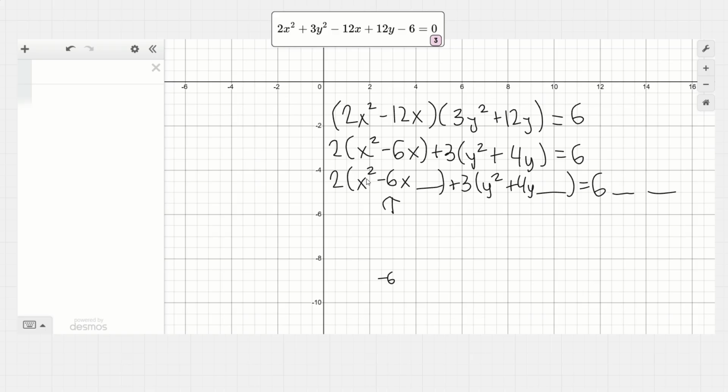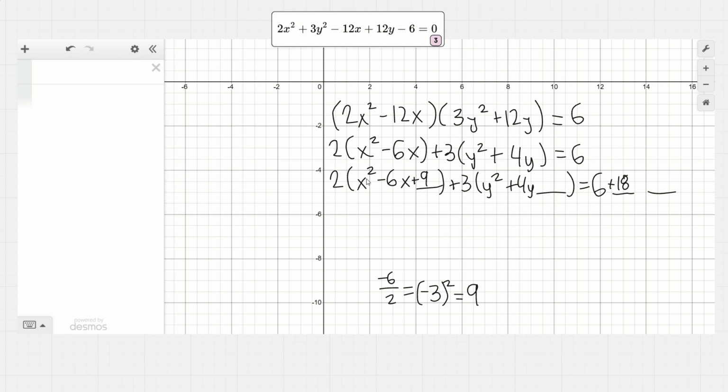Now, let's get half of the coefficient of the middle term. Negative 6 divided by 2 is negative 3. And negative 3 squared is 9. So we're going to put positive 9 in the blank. Then, we're not going to put 9 here. We're going to multiply 2 times 9, which equals 18. That's what we are going to put here because we have 2 here.